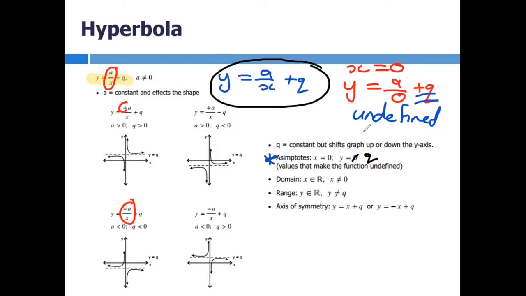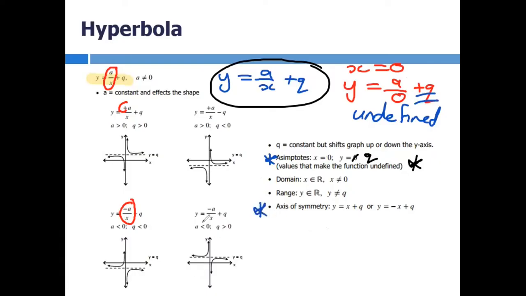So if there is no q value, it'll be y equal to 0. But if there is a q value, your graph moves up and down and your asymptote moves with it. And you need to know these asymptotes. That's very important. The other thing that they like asking about with these graphs is the axis of symmetry.